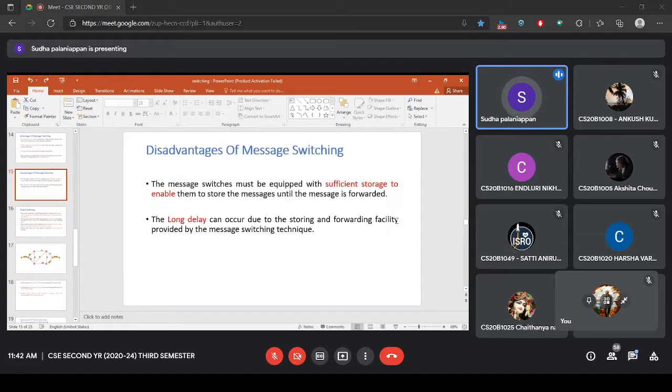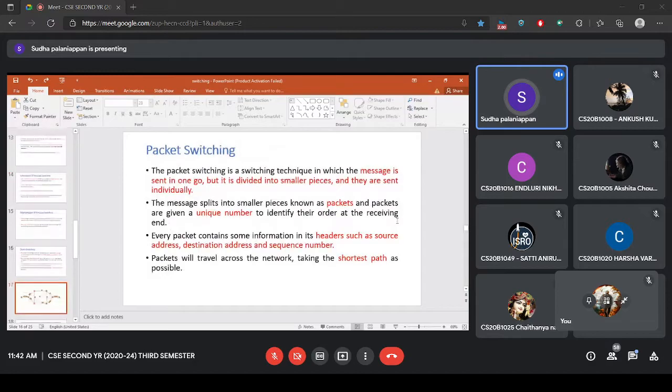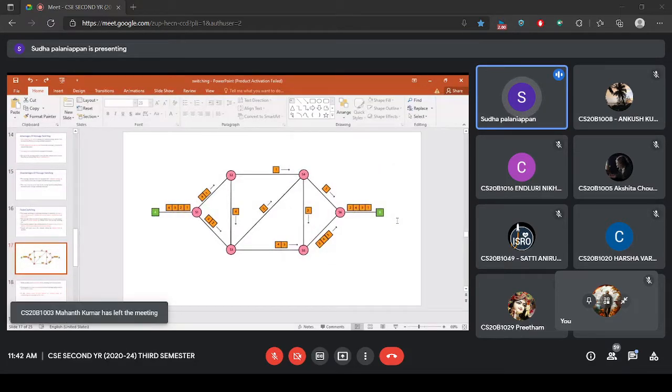There you can observe message 1 takes a different route, and message 2 is different from message 1. It takes a different route, right? But here, a single message is divided into a number of packets, and each packet takes a different route to reach the destination B, right?